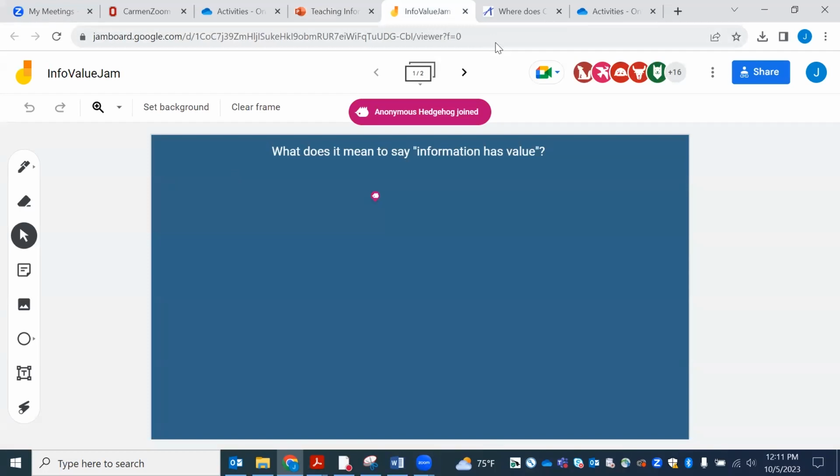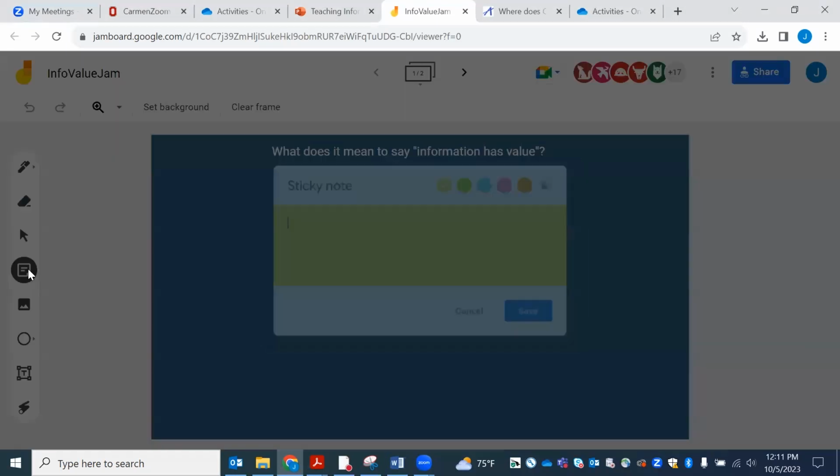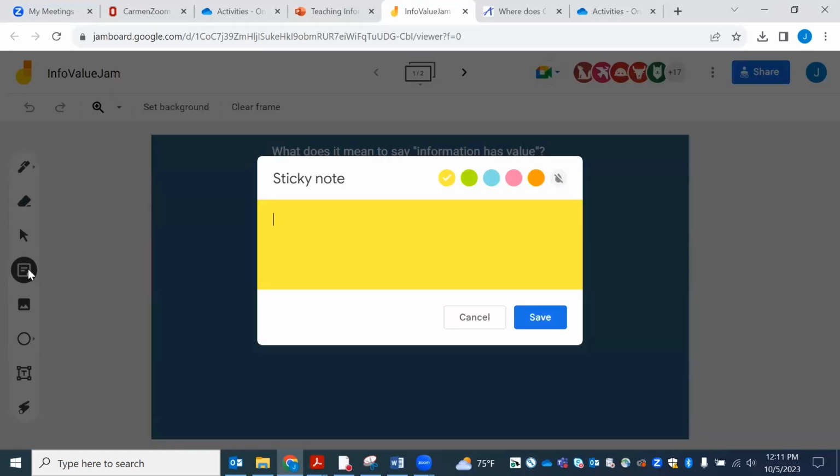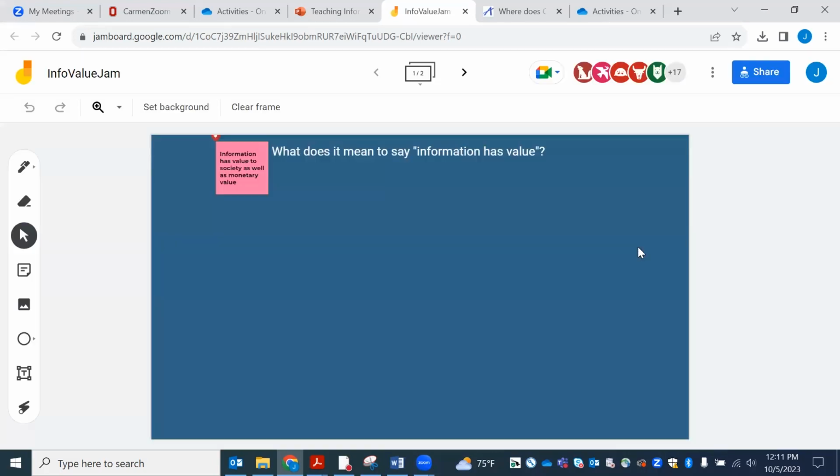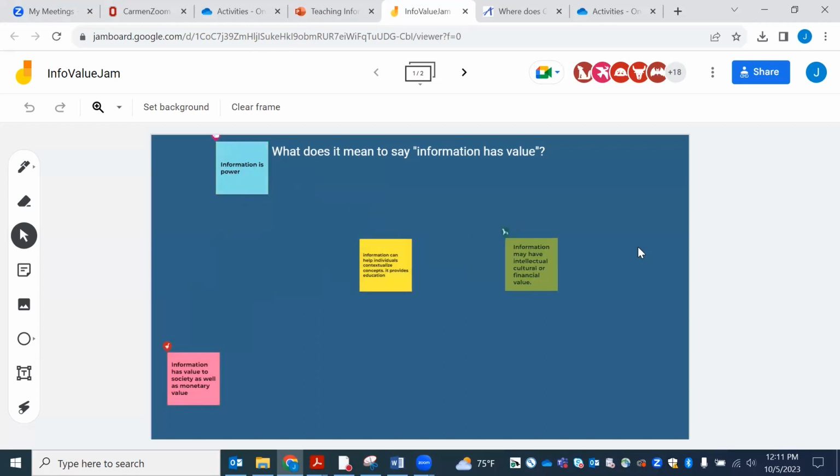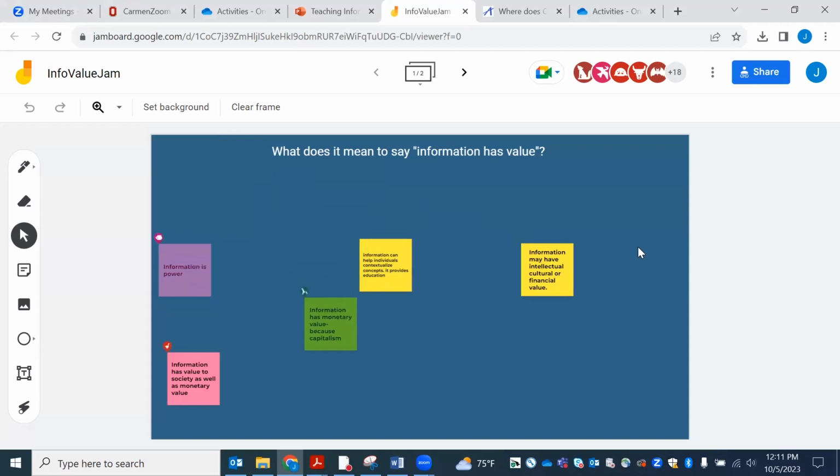If you haven't used a Jamboard before, the easiest way to add a comment is to go over on the left-hand side, and you should see an option to add a sticky note, and that will allow you to type your response. You can change the color for your sticky note, and you should be able to post your response there. If you feel comfortable sharing, share what it means to you to hear the term information has value. What kinds of value, who is it valuable to, why is information valuable? You can answer this in a broad range of ways.